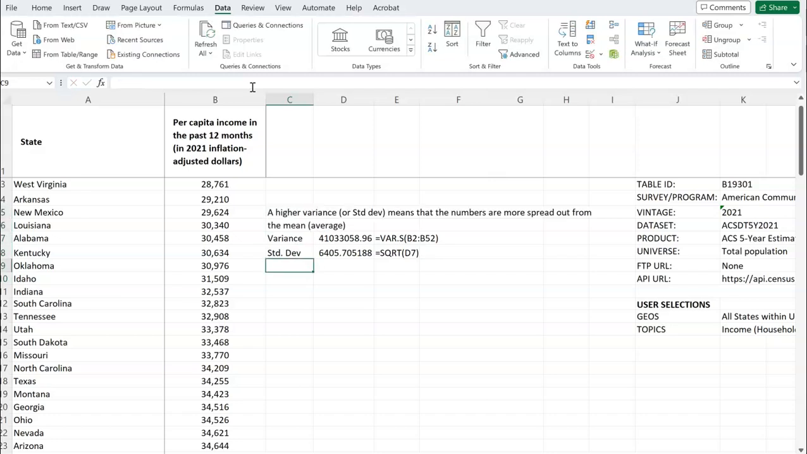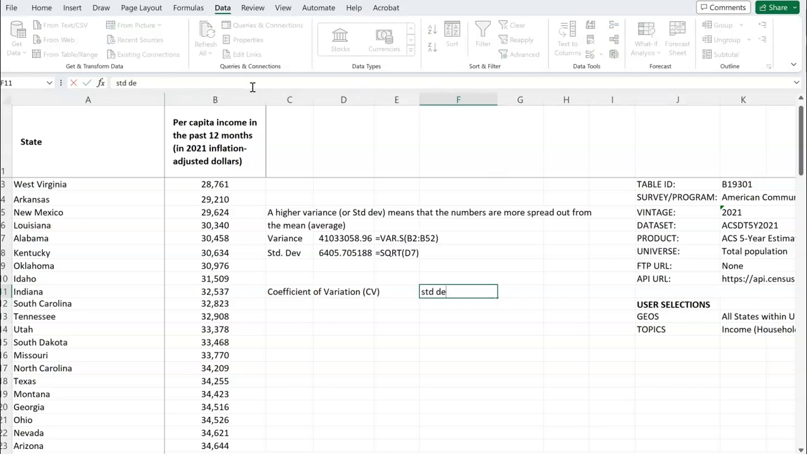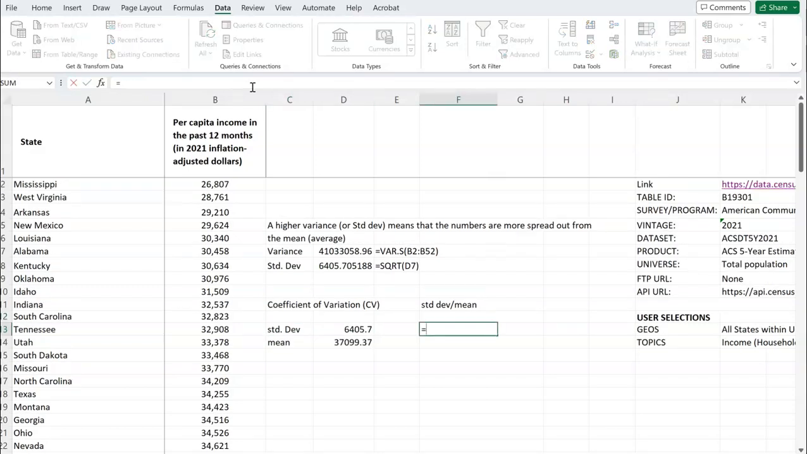The other number we are interested in is the coefficient of variation, or we call it CV. Coefficient of variation, or CV, is basically the standard deviation divided by the mean. Our standard deviation is 6,405.70, and our mean that we calculated is, so the coefficient of variation would be just standard deviation divided by the mean, which is 0.1727.